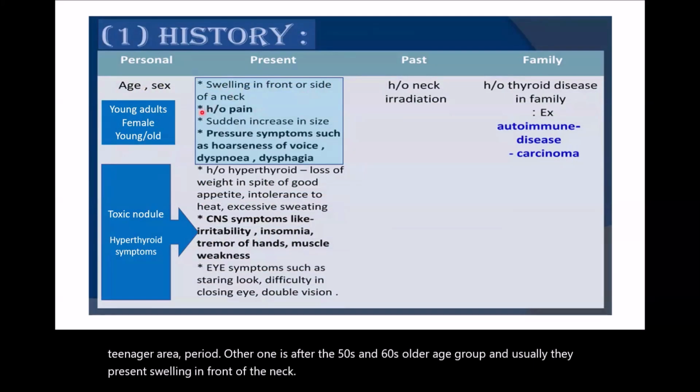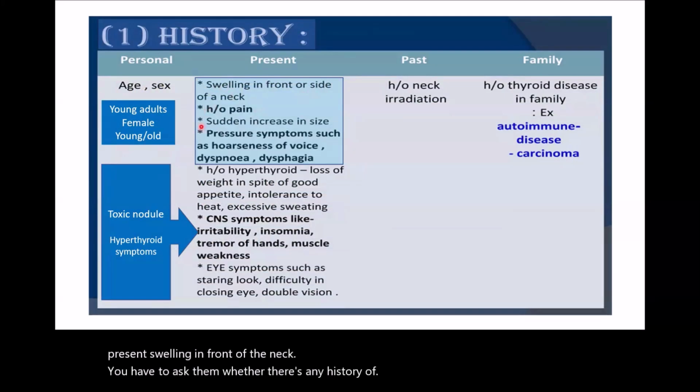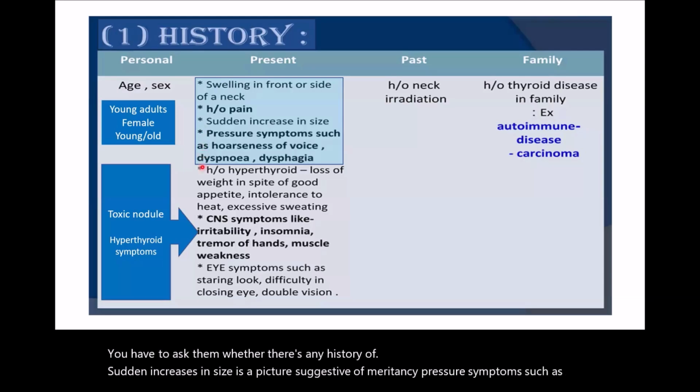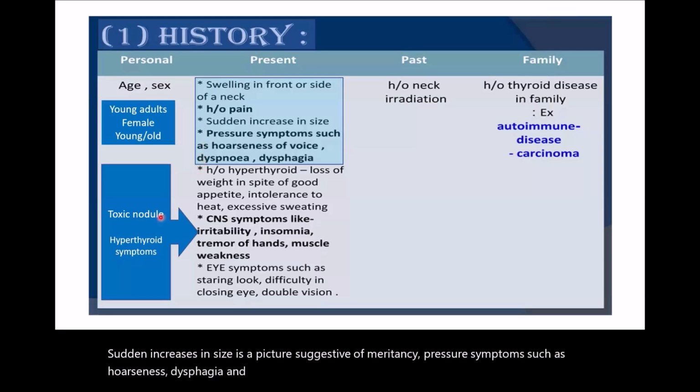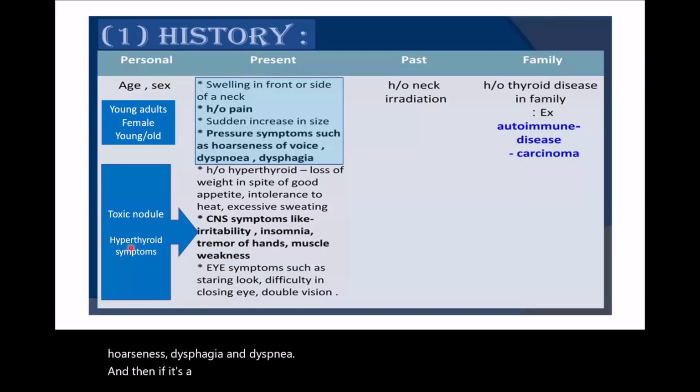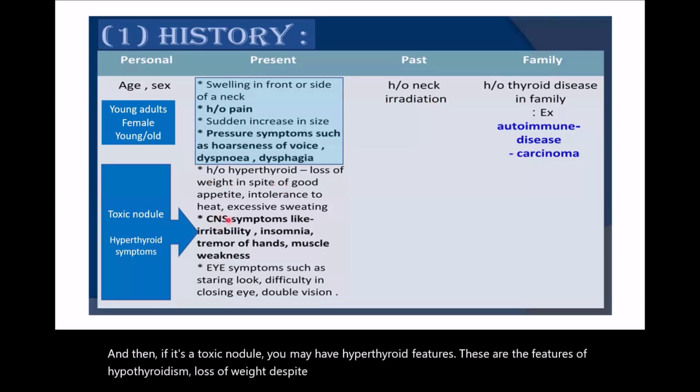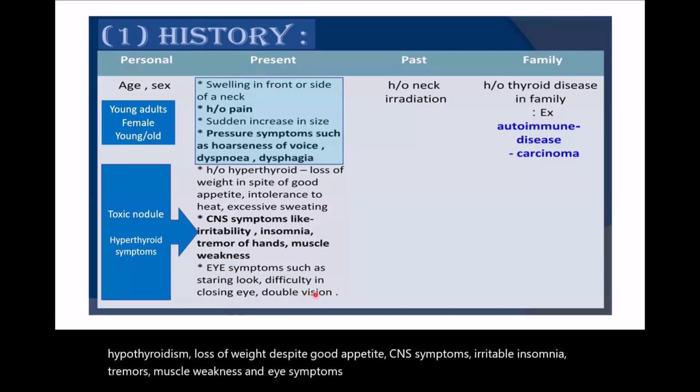You have to ask them whether there's any history of pain. Sudden increase in size is a feature suggestive of malignancy. Pressure symptoms such as hoarseness, dysphagia, and dyspnea. And then if it's a toxic nodule, you may have hyperthyroid features. These are the features of hyperthyroidism: loss of weight despite good appetite, CNS symptoms, irritability, insomnia, tremors, muscle weakness, and eye symptoms, which I'm sure by now you're familiar with. So toxic symptoms are very important to determine in these patients.